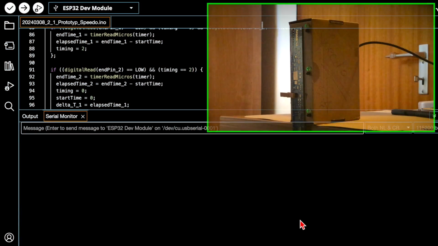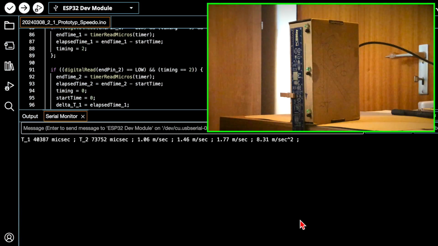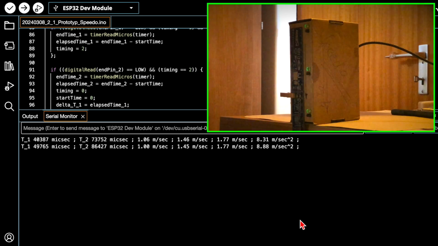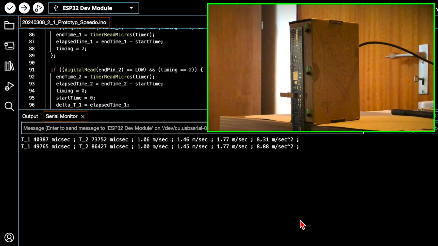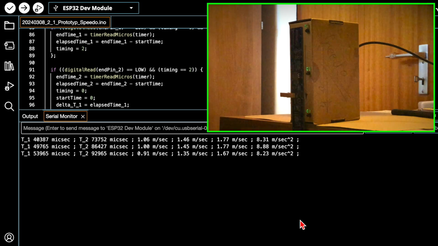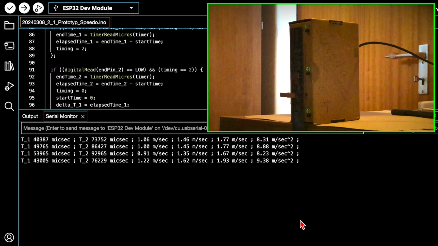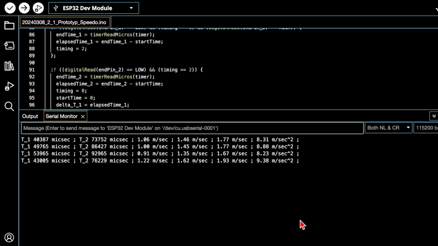My measured acceleration is between 8 and 9 meters per second squared, which is about 10% lower than the Earth's gravity acceleration. However, this makes perfect sense. The cardboard cannot reach 100% of the gravity acceleration because it is slowed down by the air resistance. So this is corresponding quite well to what you would expect.